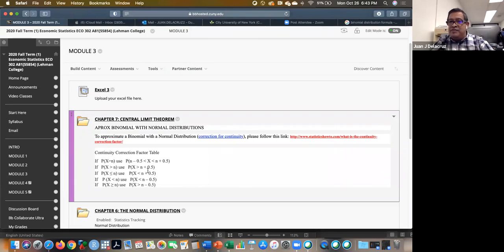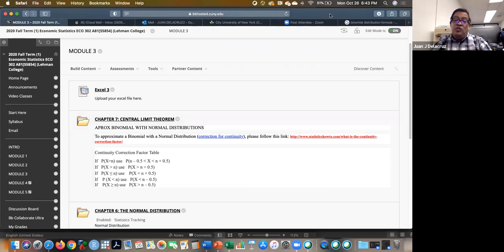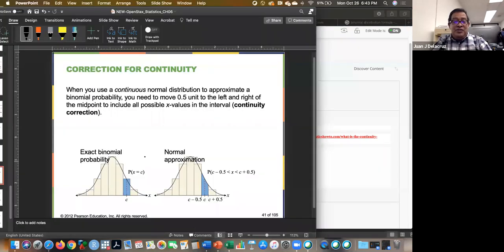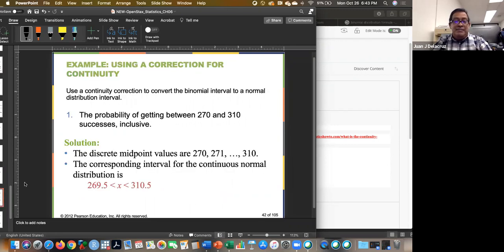Do we have to subtract 0.5? Do we have to add 0.5? I don't know. But with these guidelines, we can make some adjustments, so we know how much we have to adjust in order to make the continuity correction, or correction for continuity. In this case, we have to add or subtract 0.5 depending on what the problem is asking me to do. Okay, so let's see an example.